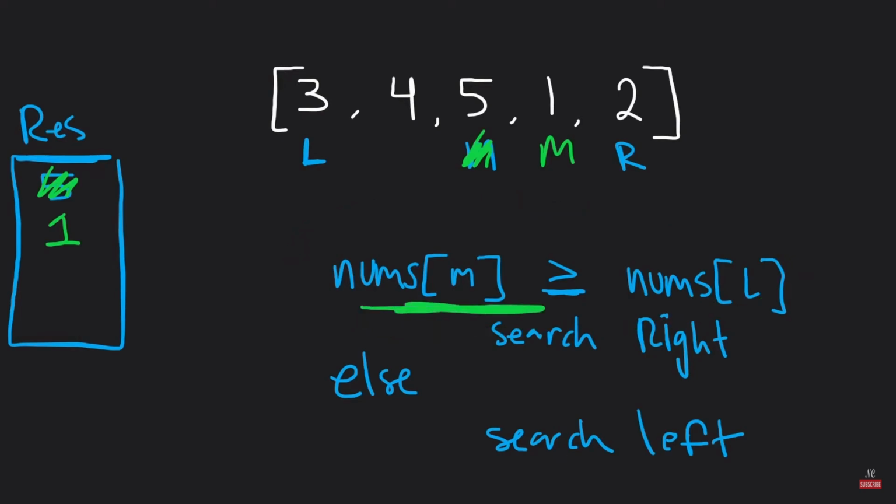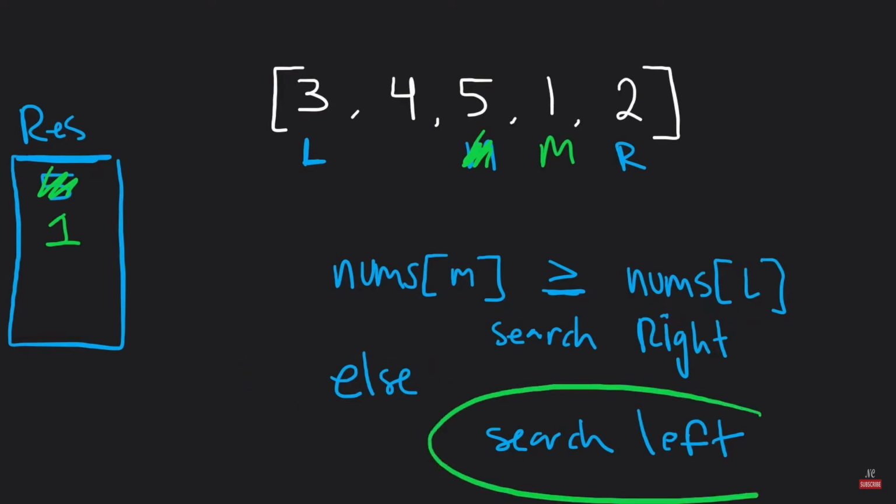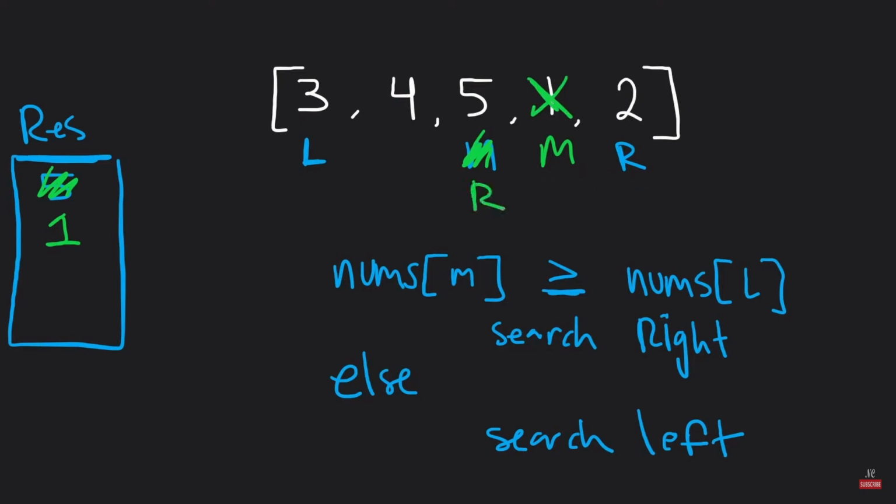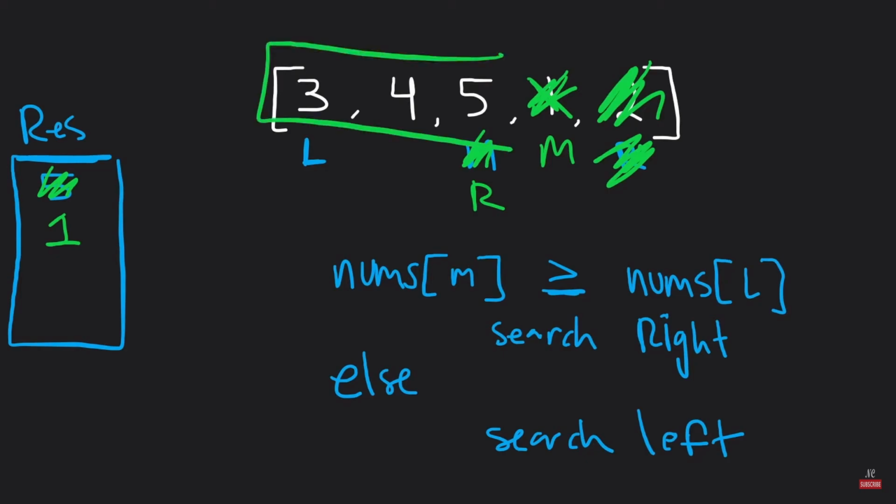Is the middle value greater than or equal to the leftmost value? It's not. So we execute the else case, which basically means we're searching left, right? So this is not going to be considered again. We're going to take our right pointer, set it to mid minus 1. So our right pointer is going to be over here. And we're going to cross out 2 because it's never going to be searched, right? Because we shifted our pointer. This is our new search range.